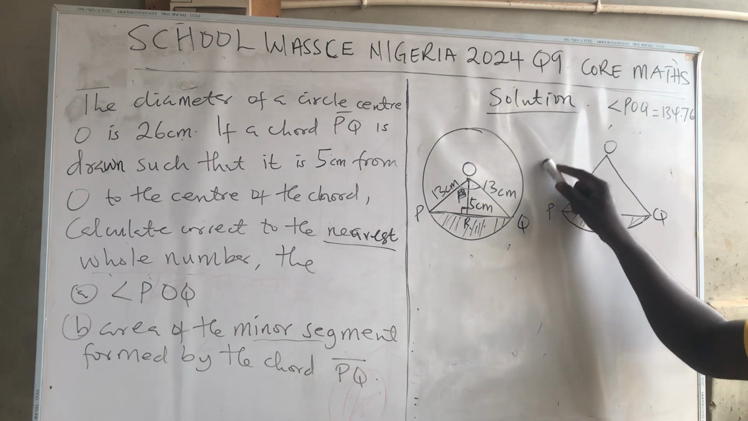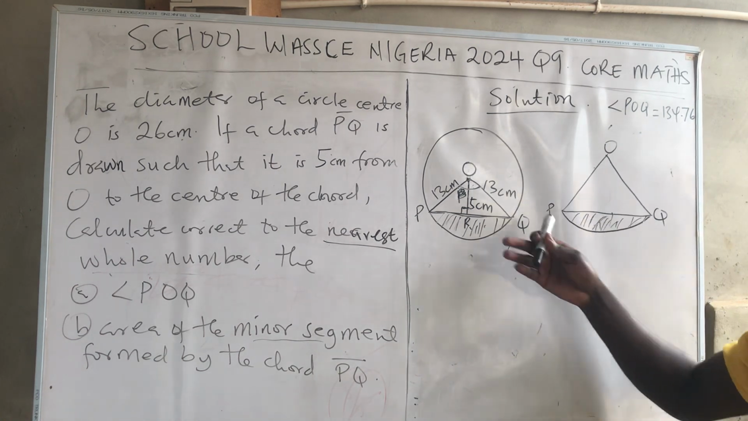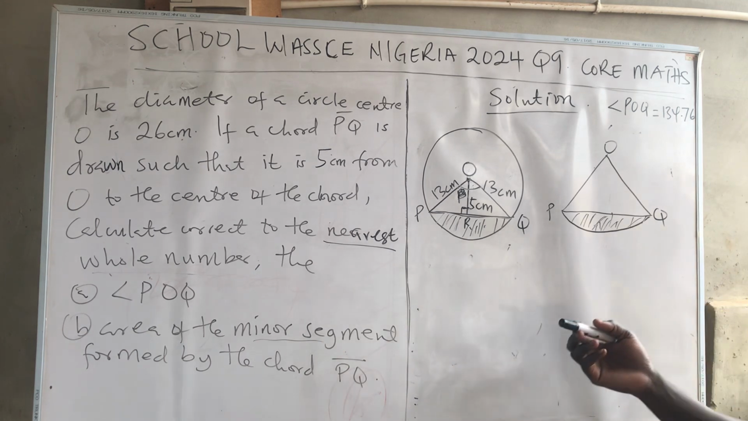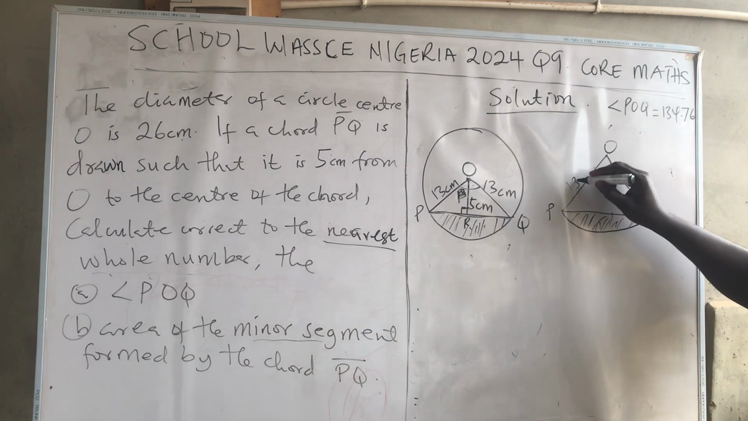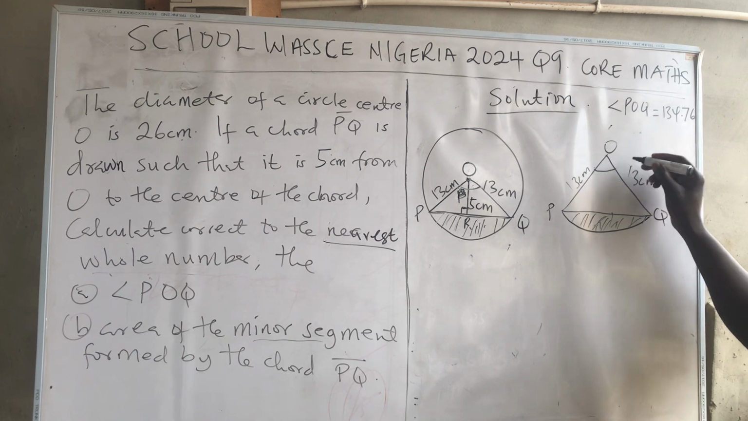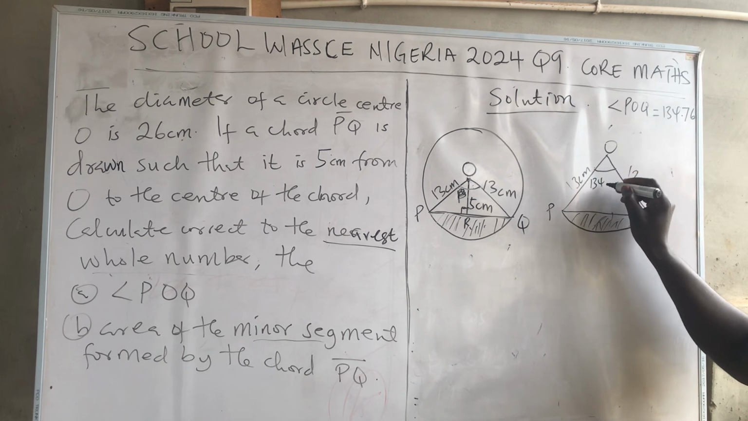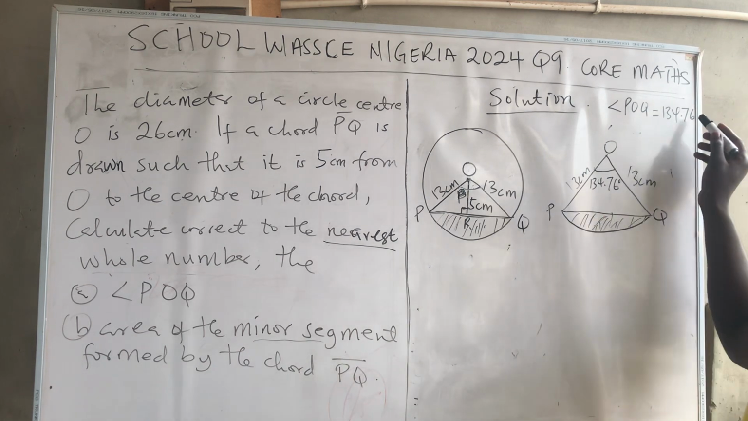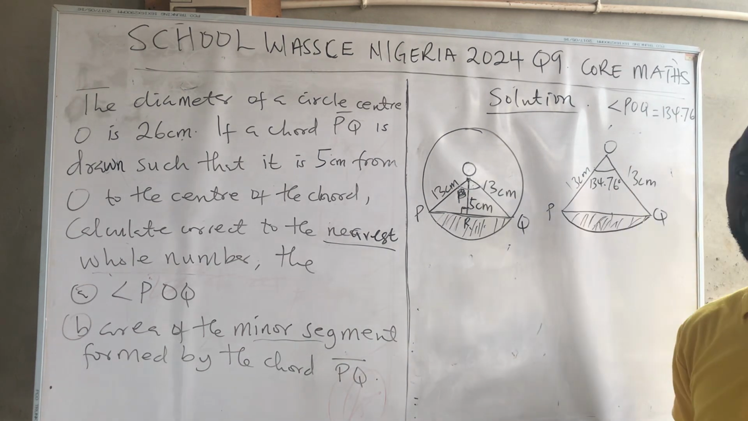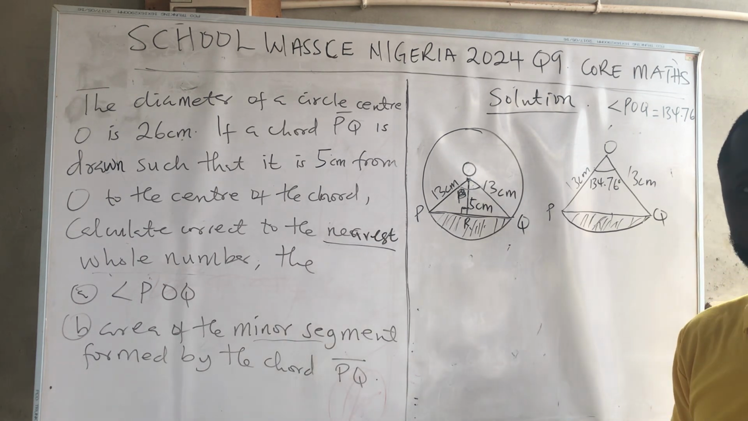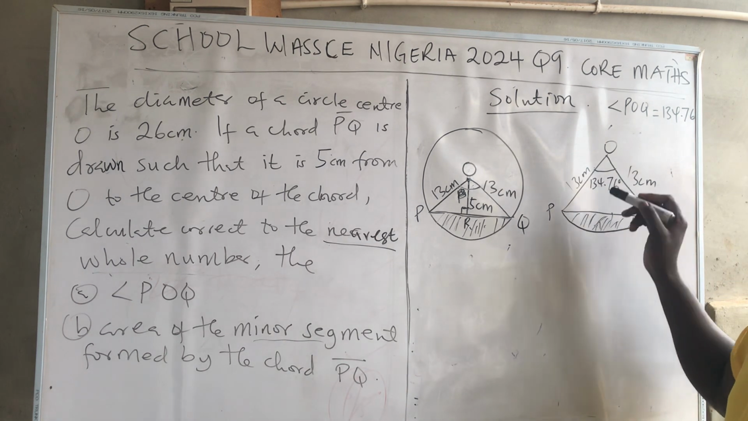When you look at the entire sector, a sector is a portion of the area of the circle bounded by 2 radii. So here is 13 centimeters, here is 13 centimeters, and our angle is 134.76 degrees. I think it is better to use this than the value converted to the nearest whole number, for the accuracy of our answer. This is the angle at the center.